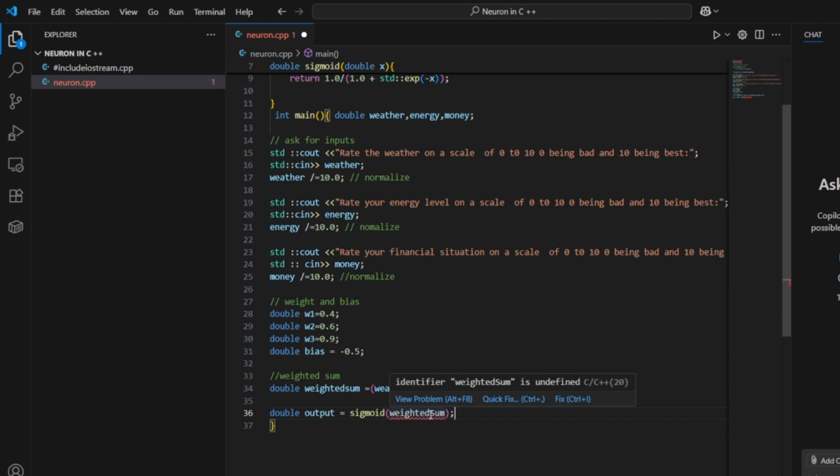Think of it like confidence. If the neuron is 0.9 confident, it's almost certainly saying yes. If it is 0.2 confident, it's almost certain that it will say no.